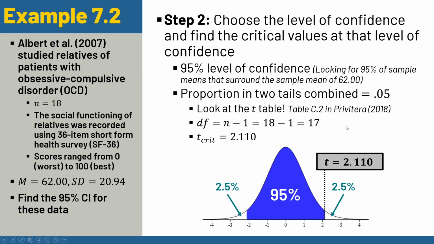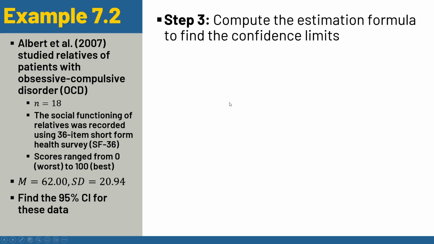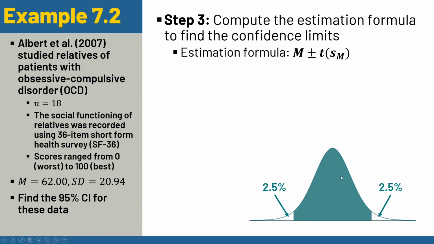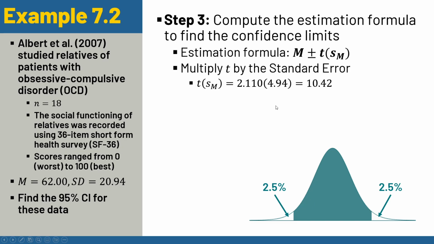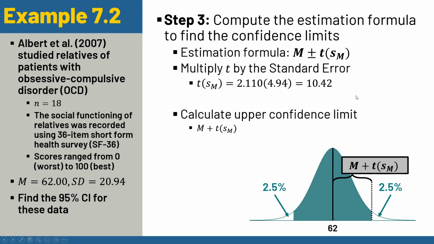Now let's go back to our sampling distribution and create that. So compute the estimation formula to find the confidence limits. Again, if we have our distribution here, we're calculating M plus or minus, in this case, t times standard error. So multiply t by the standard error. Let's do that first. We just calculated our t of 2.110. In step 1, we calculated the standard error at 4.94. We multiply those together, we get a value of 10.42.